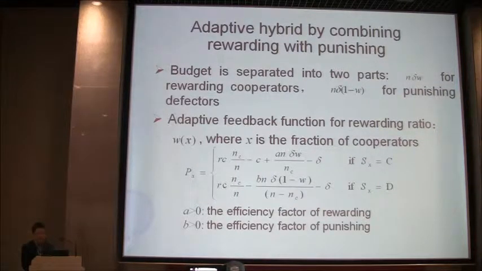And accordingly, the payoffs for individuals in a group can be described in this form. Here omega is the relative weight. And then we also introduce two additional parameters. Here A means the efficiency factor of rewarding, and B is the efficiency factor of punishing.